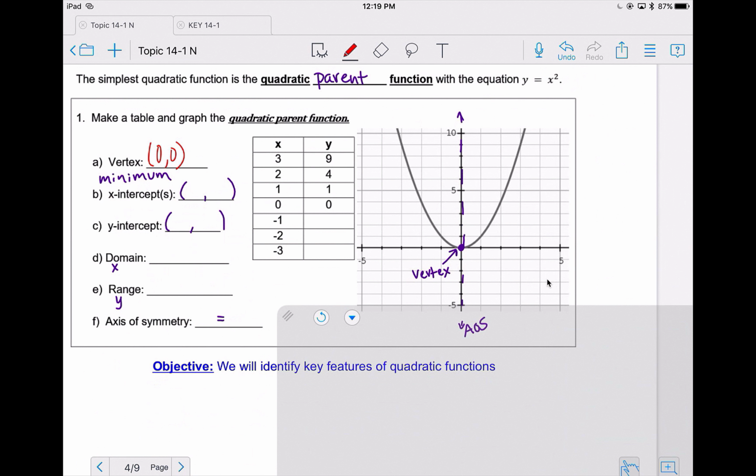Your x-intercept is where it crosses the x-axis. The only point that it touches or crosses the x-axis is at your vertex. Your y-intercept is where it crosses the y-axis, which also happens to be 0, 0. The only time this will happen is the quadratic parent function.